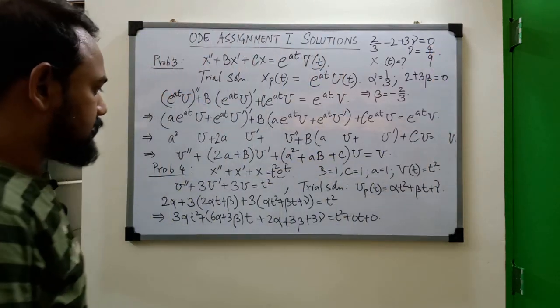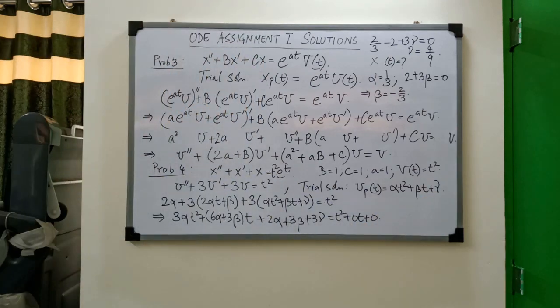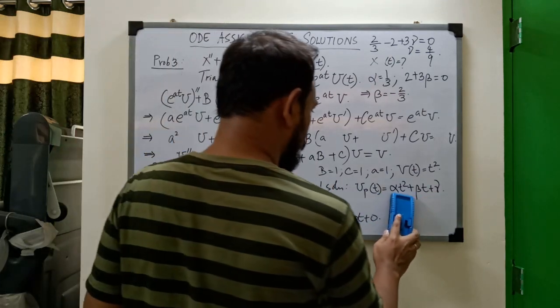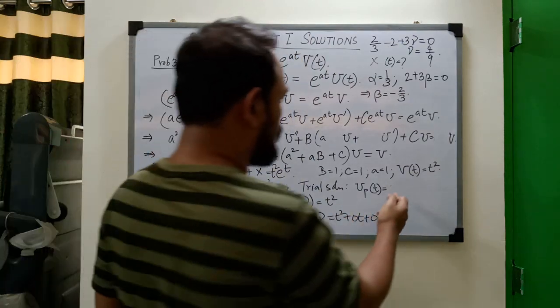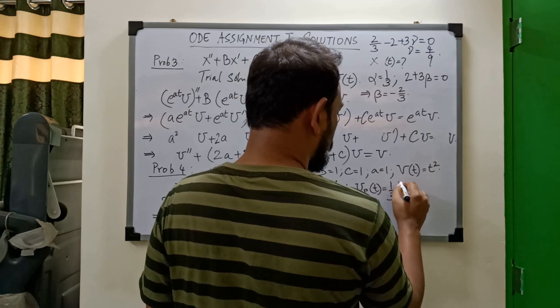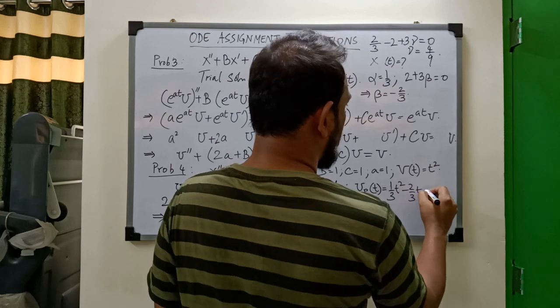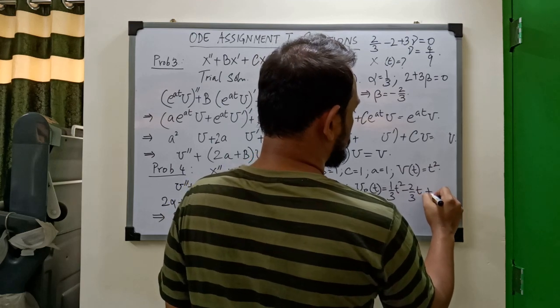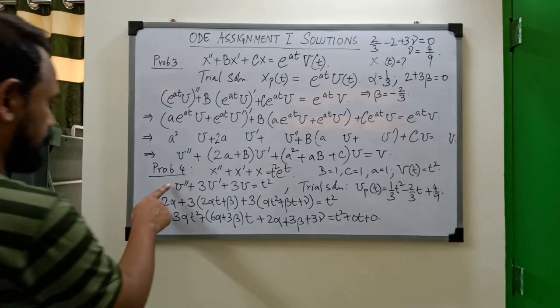Okay, so you have your alpha, beta, and gamma. So you have the particular solution for this differential equation. Really, can I just put what the particular solution is? Alpha turns out to be 1/3 of t square. Beta is minus 2/3 of t, and the last one is 4/9. That's your particular solution for this.